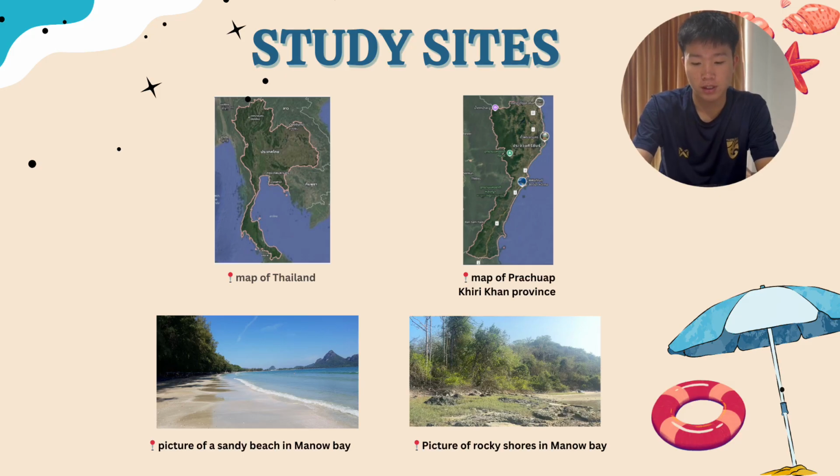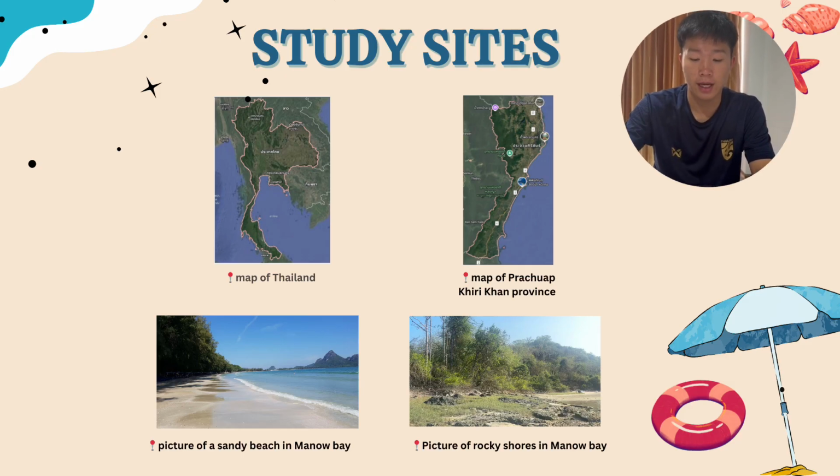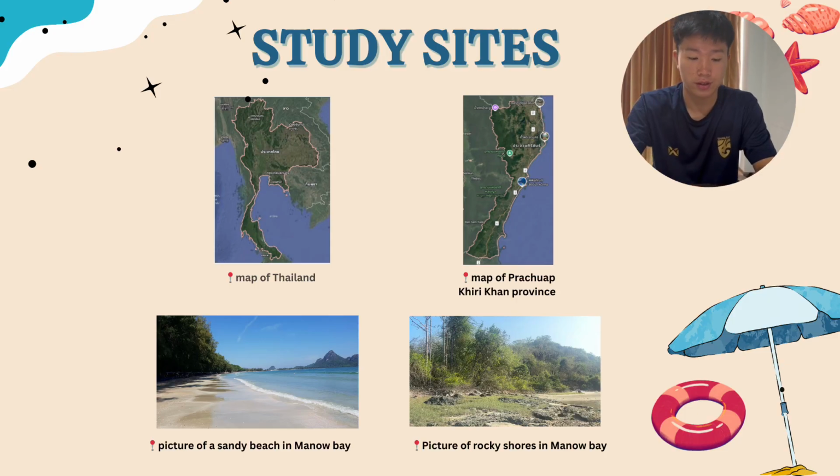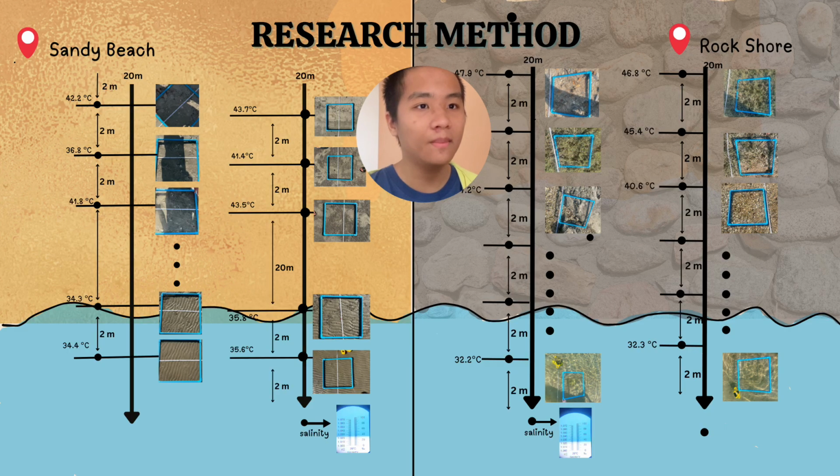First, we need to start with the study site. Our study site is in Thailand at Prachuap Khiri Khan at Manao Bay. In Manao Bay, we studied at sandy beach and rocky shores. The research method that we landed on was to first lay a transect from the shore to the water. Then we laid out quadrats, and in each quadrat we recorded what we found. Aside from that, we also measured the temperature and salinity of the water.